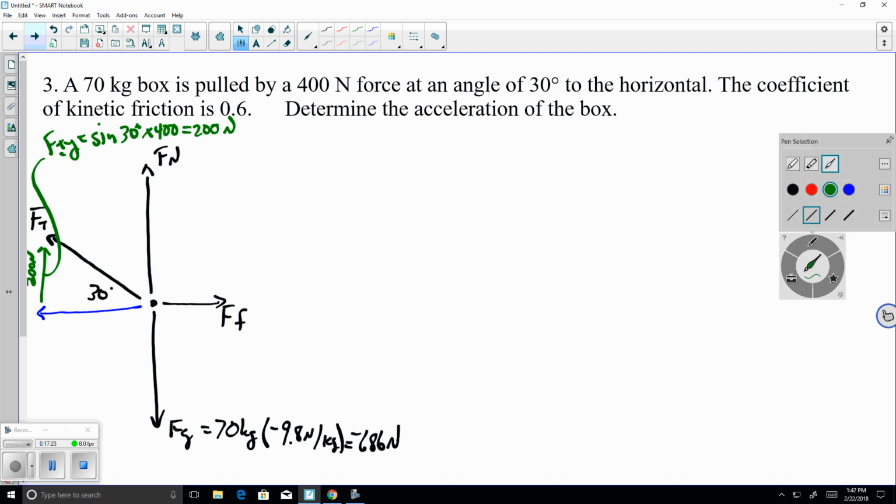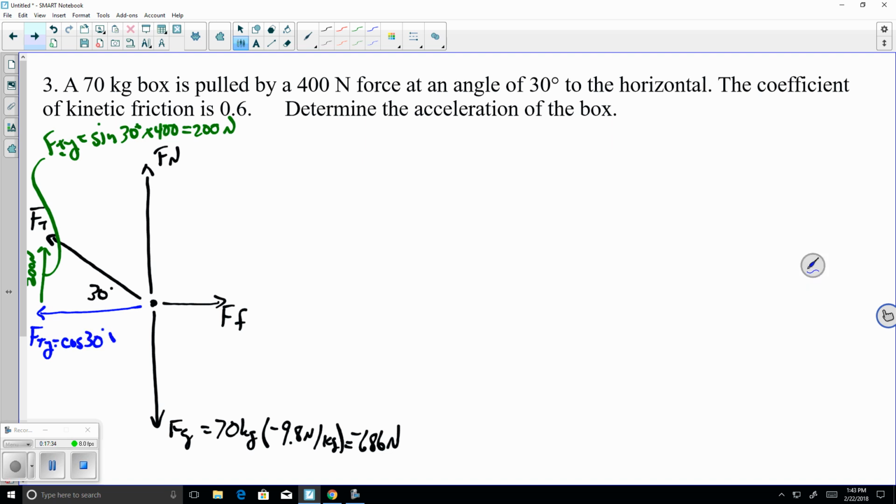For the x direction, we'll just work right below it. So Ft x is equal to cosine of 30 times 400 newtons. And that, if I key all that in, is going to come out to 346 newtons. And remember, this is going to the left, and we're going to make that a negative. Kind of like we made the 686 for the gravity force negative because it's going down.